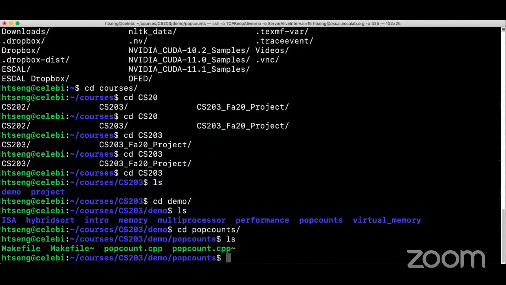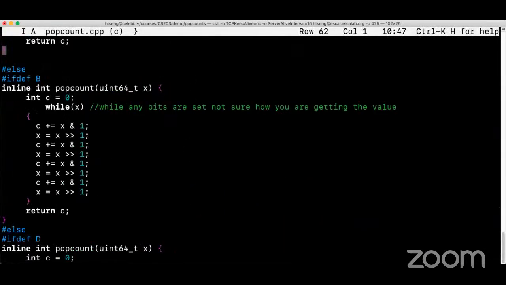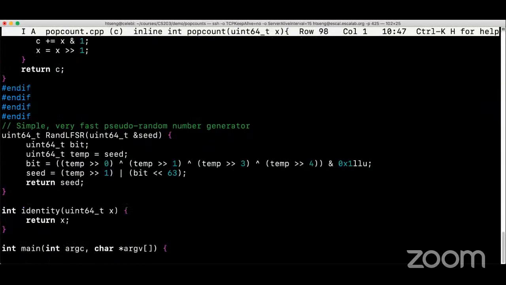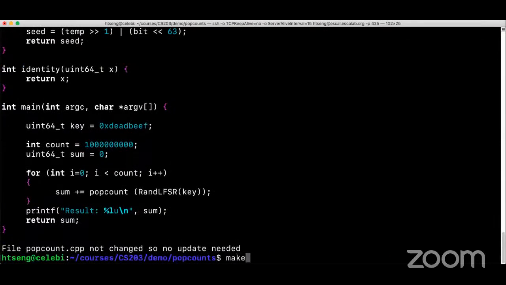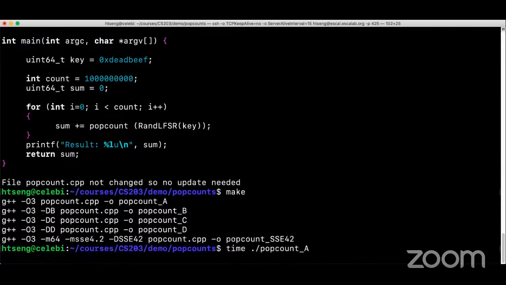So here is the pop count code. I use a define, and you can imagine that the A, B, C, D versions are identical to the code that I gave you. Now I compile all of them with -O3 with exactly the same compilation flags. So now let's run version A. Here we are counting the bits in 1 million numbers. It will take a while, but how long is it?